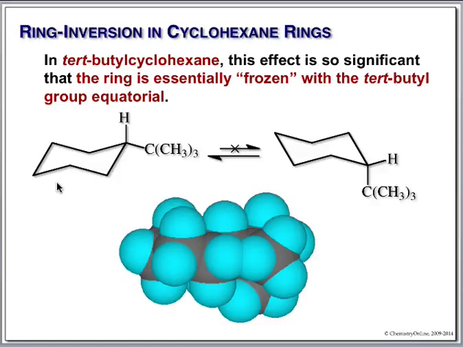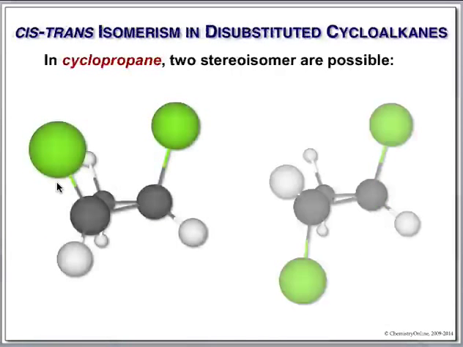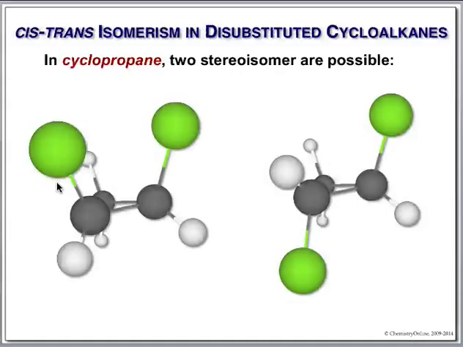Tert-butyl must be equatorial. All right. If we have axials and equatorials, we can have isomerism on our six-member ring, just like we did with cyclopropane. So let's review that. With cyclopropane, we said we could have two stereoisomers. One where the groups were attached on the same side, that was cis, and one where the groups were on opposite sides, that's trans.